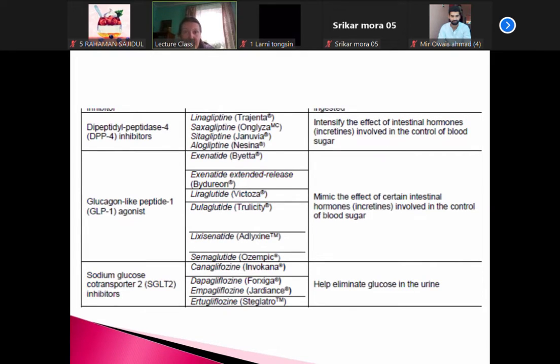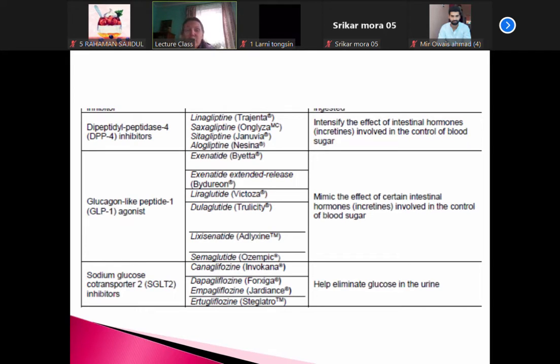It's an oral medication. All the previous drugs which I showed you, they all were oral drugs. I mean, we can give them in pills. DPP-4 inhibitor is also an oral medication. It helps to control blood sugar due to the normalization of incretin effect on the pancreas.